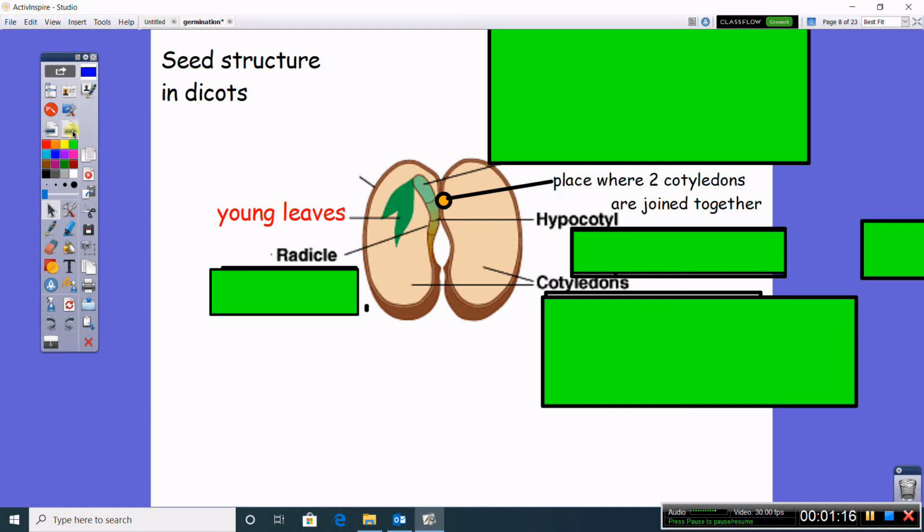Okay, so before we get into how seeds can germinate, we've got to look at some of the parts of a seed. So you might want to fill in your blanks here. This place that I showed with an orange circle surrounded by black is the place where two cotyledons are joined together. Remember that we're looking at a dicot seed here. Remember that cotyledons are seed leaves, and in something like a bean, the cotyledon fills up most of the two halves of a bean.